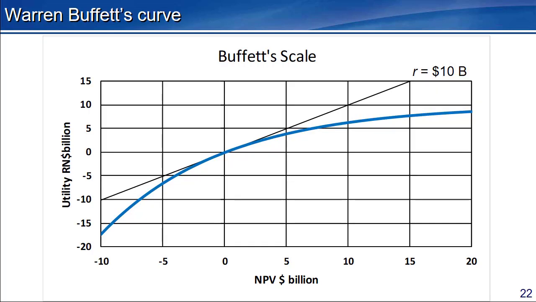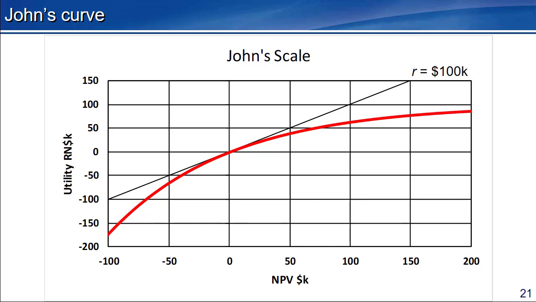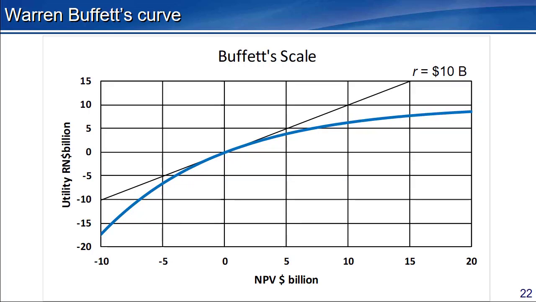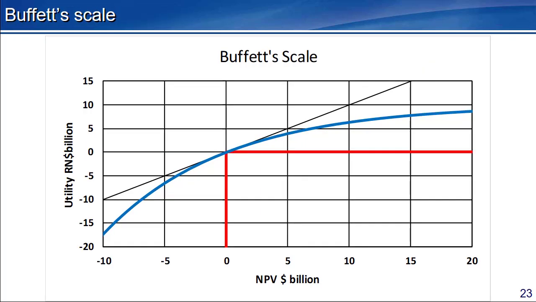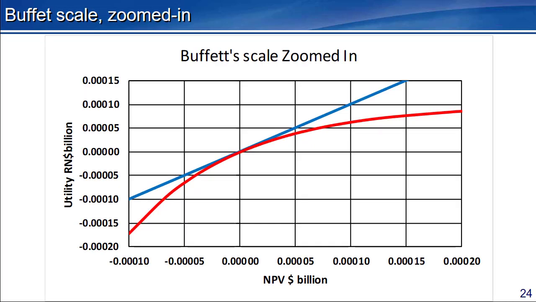Conceptually, Warren Buffett and I have the same utility function shape. We just have different scales. Mr. Buffett has more zeros on the X and Y axes. Hypothetically, I'm assuming his R is $10 billion. Notice the curve does not change shape, only the scales. Here my curve, red, is added to the chart of his curve. At this scale, my utility function appears as a right angle. Zooming in, now we see curvature in Buffett's utility function for modest utility amounts.